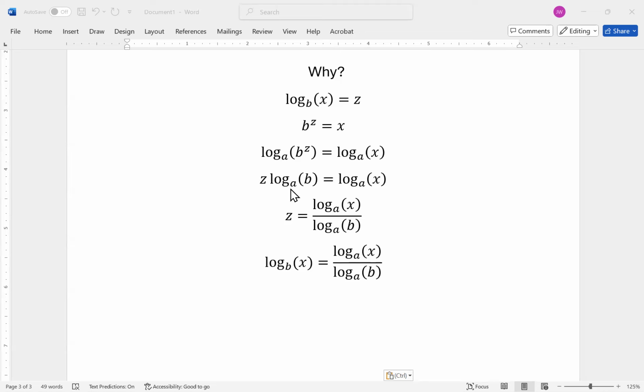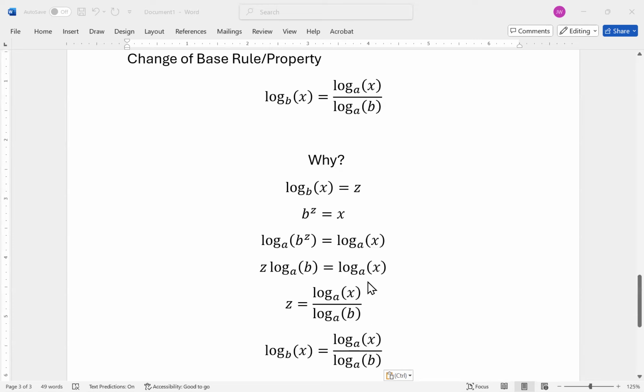Now, dividing both sides by log base a of b gives me log base a of x divided by log base a of b. But what was z? Well, z was just log base b of x, so this tells me log base b of x has to be equal to log base a of x divided by log base a of b. So that's exactly what the change of base rule says. And now that we know where this comes from, we can use it freely.